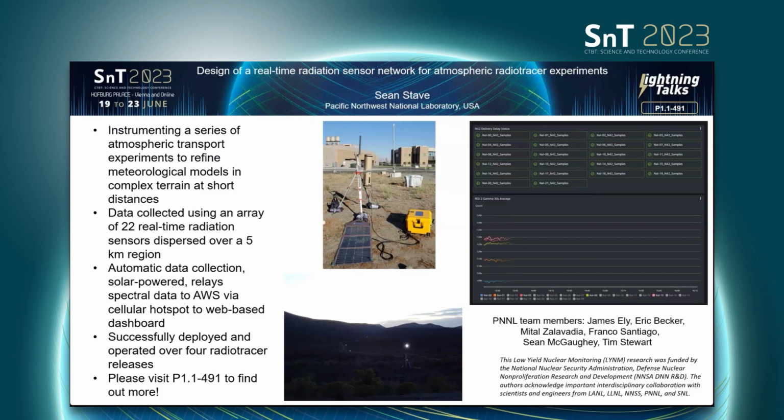Hey, good morning. I'm Sean Stava from Pacific Northwest National Lab. My poster today is on the design of a real-time radiation sensor network for atmospheric radio tracer experiments. So we are instrumenting a series of atmospheric transport experiments to refine meteorological models in complex terrain at short distances. So we collected data using an array of 22 real-time radiation sensors that were dispersed over a 5-kilometer region. Each one of these sensors has automatic data collection, is solar powered, sends its data up to the AWS cloud via a cellular hotspot to a web-based dashboard that we have displayed on the screen there. And we successfully deployed and operated this over 4 radio tracer releases. So please come and visit poster 1.1-491 at board number 9 later this morning. Thank you.